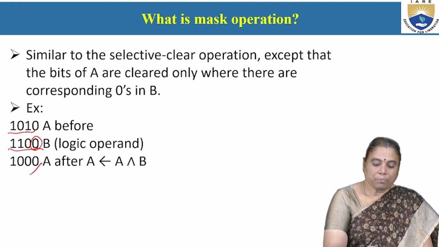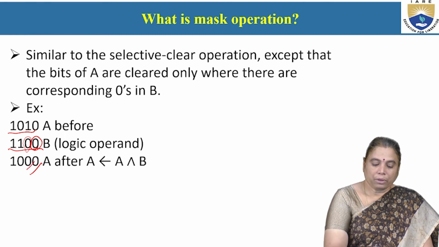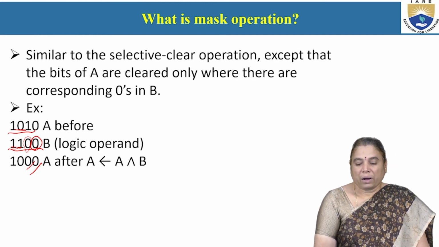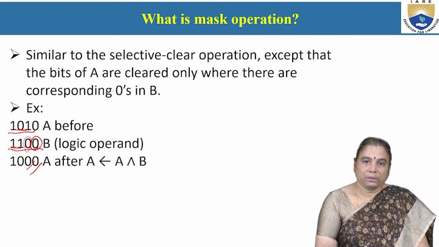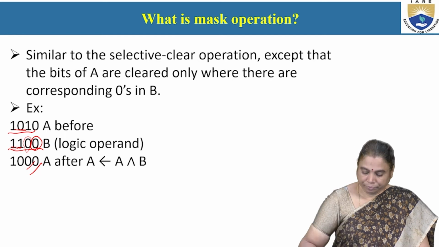Next, the second bit can be considered. Here it is 0, but the corresponding bit in the A is 1. So it can be cleared to 0. Here 1, 1, so the same values can be copied to the A register. So this is the mask operation. When there is a 0 bit in the B register, the corresponding bit in the A register is cleared to 0, which is referred to as the mask operation.